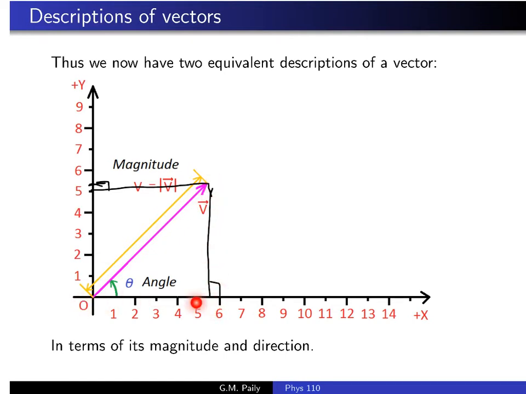Looking at this right angled triangle, once again, we see that the magnitude of the vector gives you the length of the hypotenuse. The x component is the adjacent side to this angle, and so would be related to the cosine of this angle. Similarly, the y component is related to this side, and this side is the opposite side to this angle, and so the length of this side would be related to the sine of this angle.